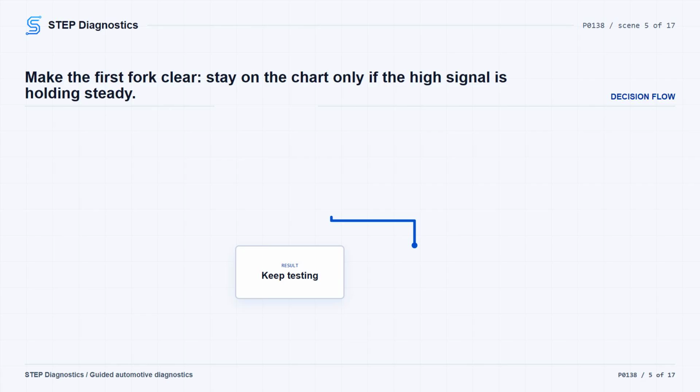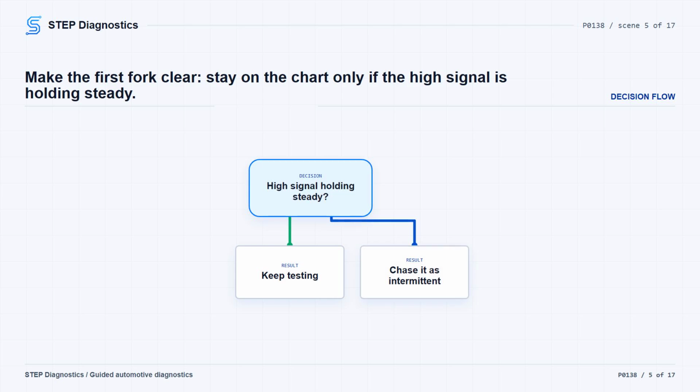For this path, the question is whether the signal is staying above 40 volts. If it is, keep going. If it is not staying above 40 volts, treat it as an intermittent condition and reproduce the captured conditions instead of forcing the rest of this chart.